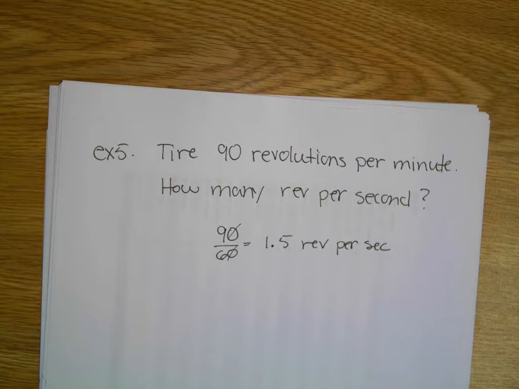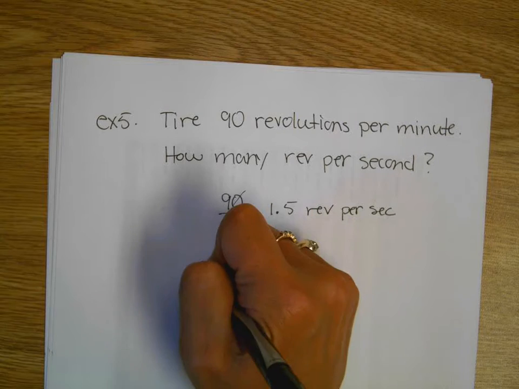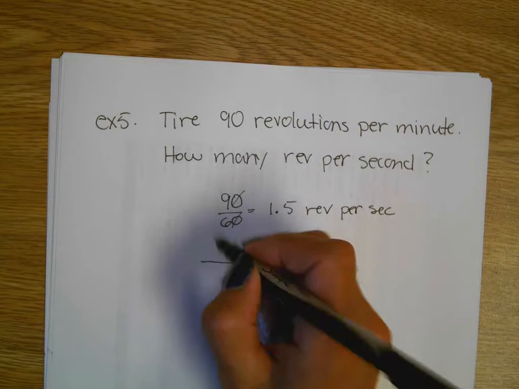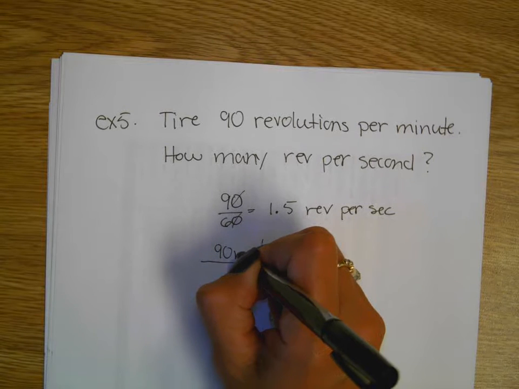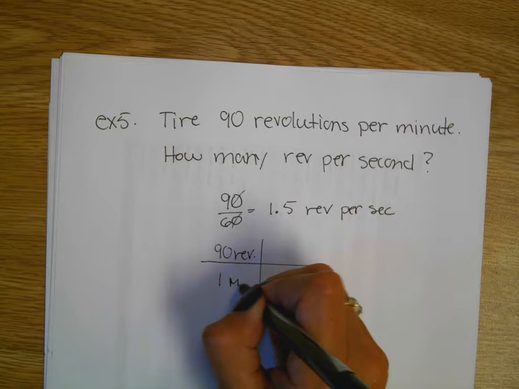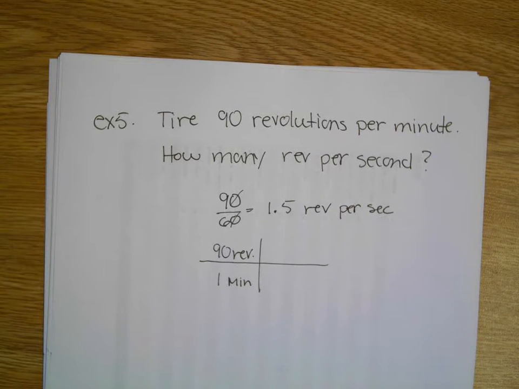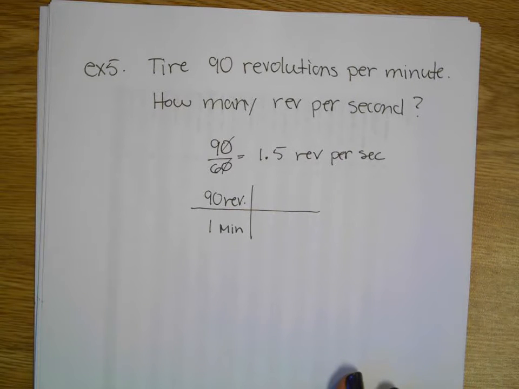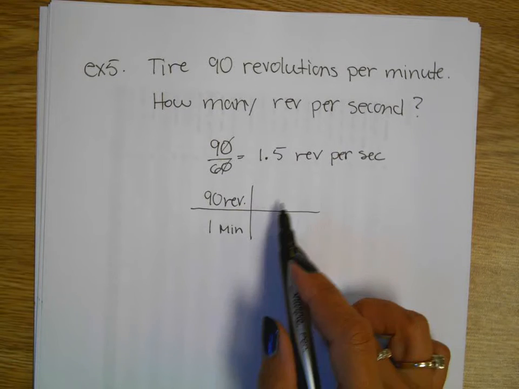You can also use the old school T-box method, when you've got more than one reduction to make, which is coming in the next one. T-box. Say what you're starting out with. I'm starting out with 90 revolutions per 1 minute. Stoichiometry is exactly what it is, for those that had chemistry last year.